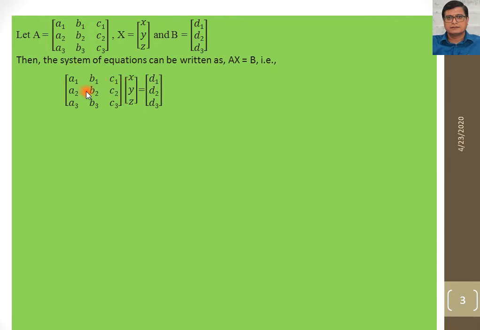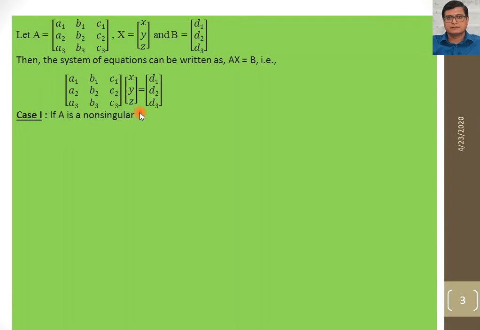Similarly, we can do the product of the second row with the first column: a2x plus b2y plus c2z is d2. Similarly, a3x plus b3y plus c3z is equal to d3. So this is the way to express a given system of linear equations in matrix form, and from here we find the solution. So how can we find a solution here?